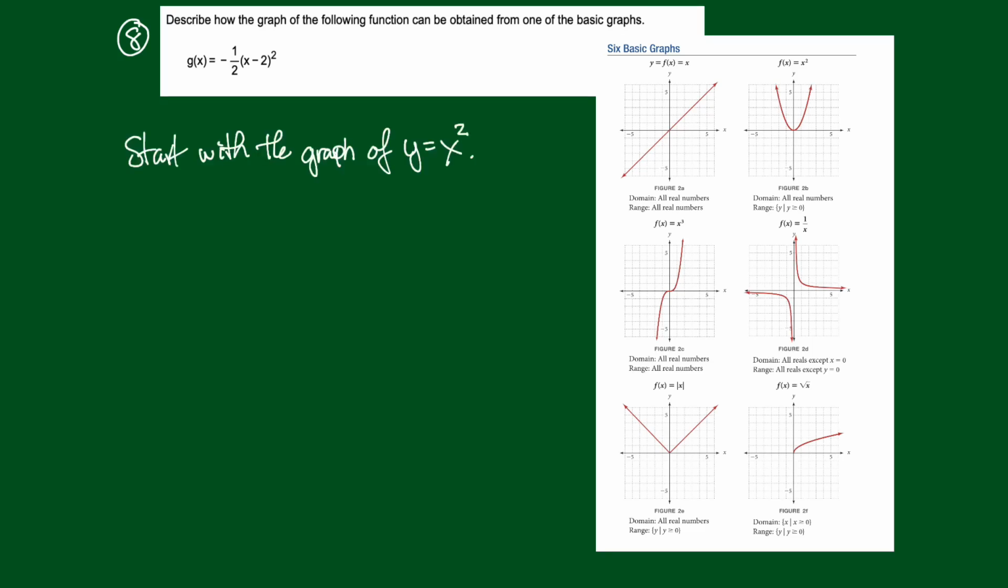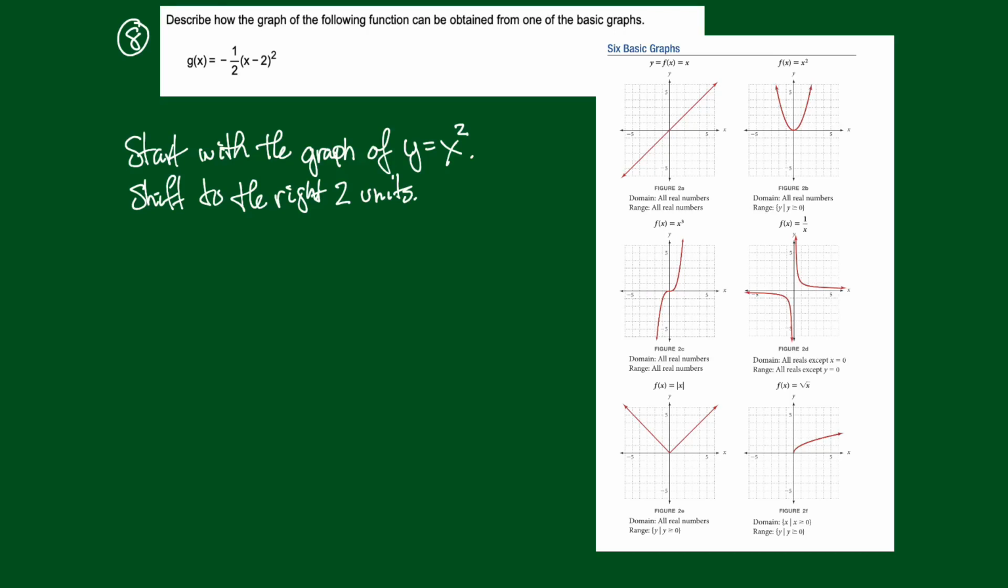So first of all, let's start with the graph of y equals x squared, right? That's the basic one. Now what we'll do is shift it to the right, right? And it's a negative, it's a -2. So I'm thinking left, but I know it's a horizontal translation because it's inside the parentheses. So I'm going to translate it to the right 2 units. So I'll shift it to the right 2 units.